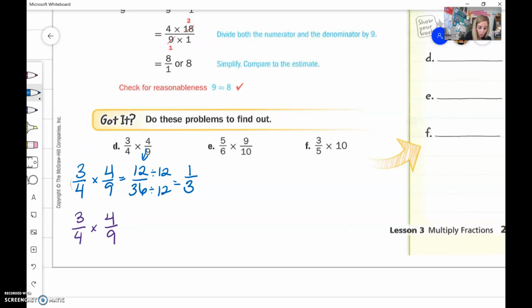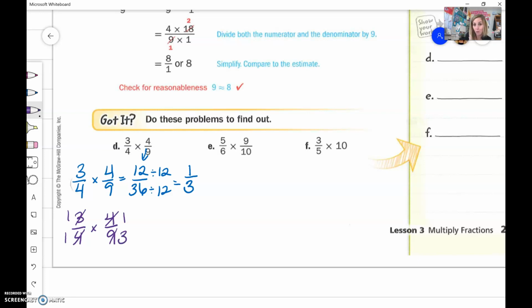Well, I know that I can divide each of those by 4. 4 divided by 4 is 1. 4 divided by 4 is 1. Easy, right? Yeah, I just cross-simplified within my problem. Now I have 3 and 9. I know that I can divide each of those by 3. 3 divided by 3 is 1. 9 divided by 3 is 3.